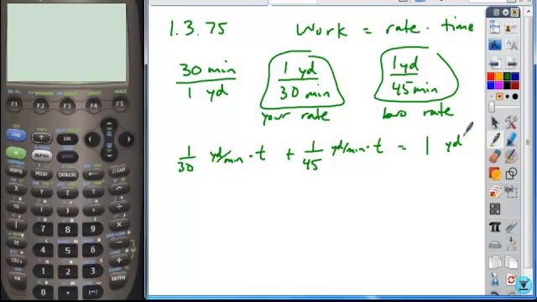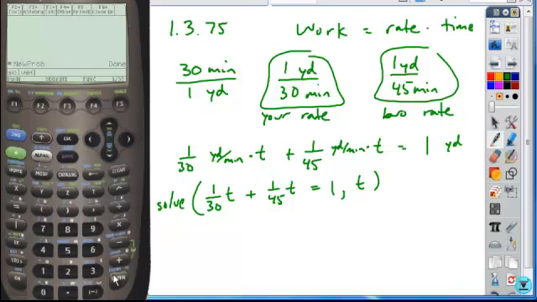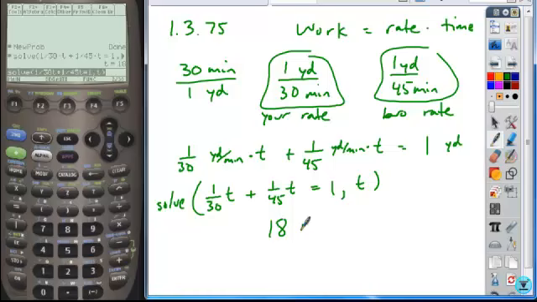So when you look at these, you basically have 1/30 t plus 1/45 t is equal to 1. And if you solve that on your calculator, you'll get your solution. So we have solve 1 divided by 30 t, plus 1 over 45 t, set equal to 1 complete yard being finished, comma t, you want to solve for t. And when you hit enter, it shows 18. So your time units is minutes, and so that's the amount of time that it would take.